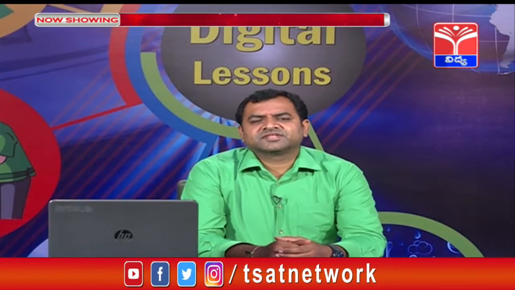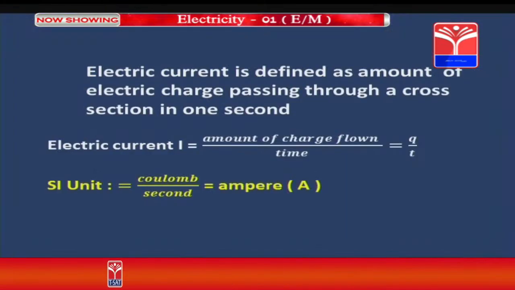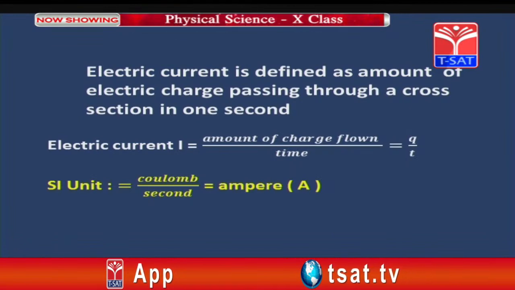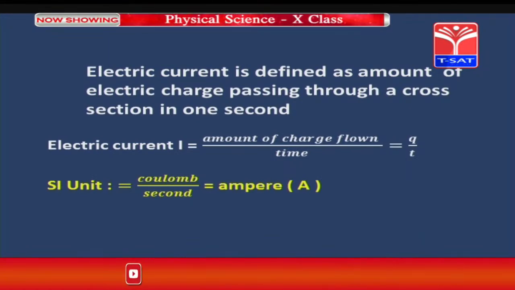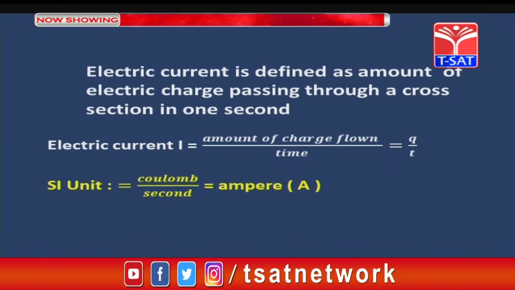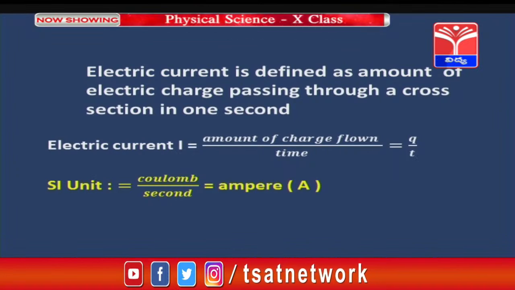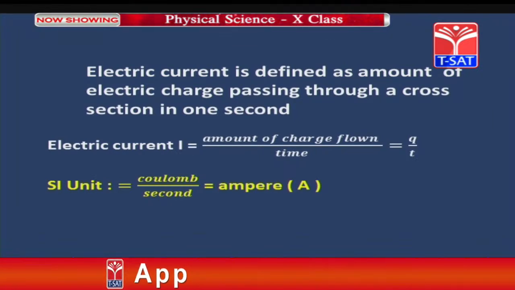Children, now let us revise. We have seen that electric current is defined as the amount of electric charge passing through a cross section in 1 second. Electric current is equal to amount of charge flown by time. I is equal to Q by T. The SI unit for current is ampere.